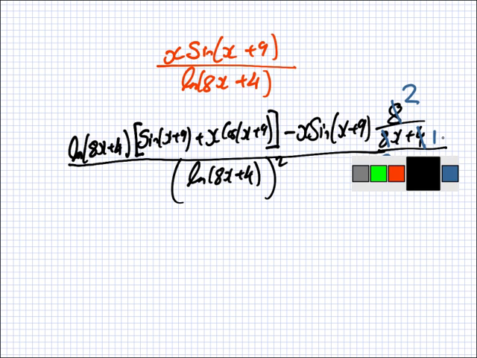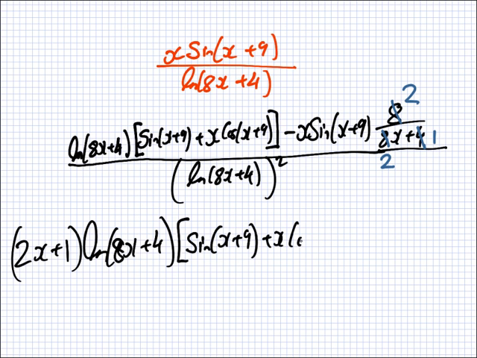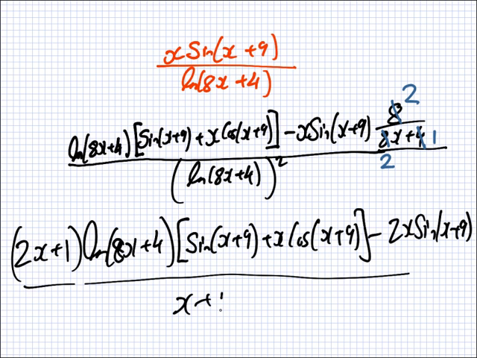Okay. Now, what's next? Yeah? The 2x plus 1, multiply both the top and the bottom by 2x plus 1. So when you multiply the top by 2x plus 1, you get (2x plus 1) log(8x plus 4) bracket sine(x plus 9) plus x cos(x plus 9), close the bracket, minus 2x sine(x plus 9). The fraction is gone because I multiplied by x plus 1. And we multiply the bottom by x plus 1 as well. Log(8x plus 4), close bracket, bracket squared.